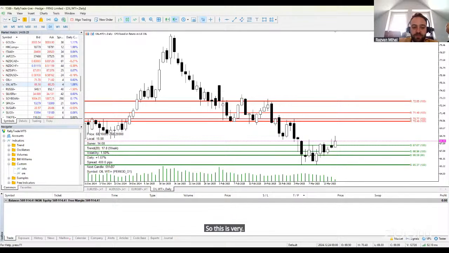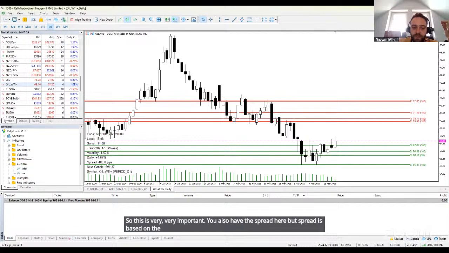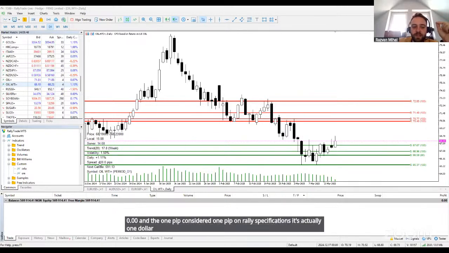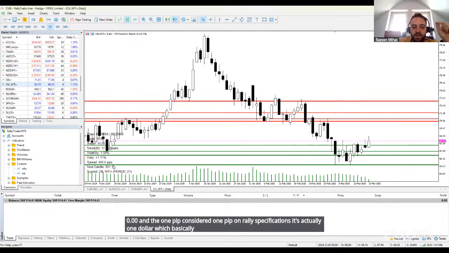You also have the spread here, but spread is based on the lowest point, and from one instrument to another it is very different. So you see here 400, but it's actually 4, because we have 0.00, and 1 pip on the Rally specifications is actually $1, which is basically around this level. Next, the candle.